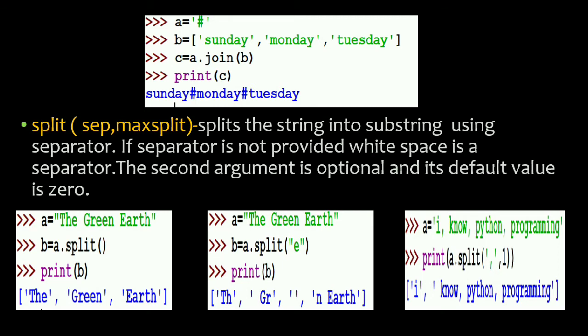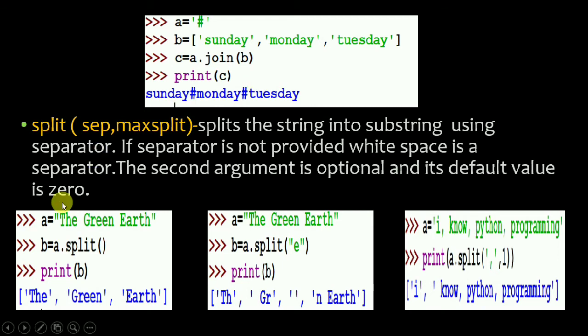Now what is the work of the split function? Split means तोड़ना, to break. So it splits the string into substrings using the separator, and if the separator is not provided, the white space is considered as a separator. अगर आपके split function में आपने कोई separator नहीं दिया, तो जहाँ पे आपकी string में space है, that will be considered as your separator.